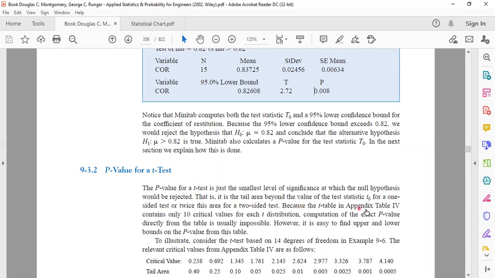The t table is in the appendix, where the table has been shown in this particular book, but the chart which I have sent you was from a different book. I am going to compare the two charts together.